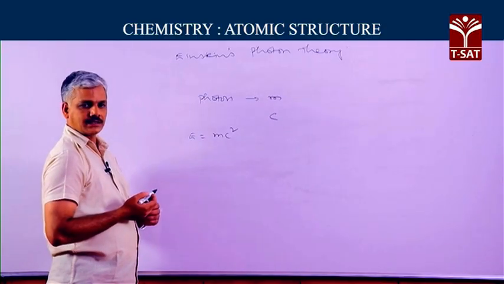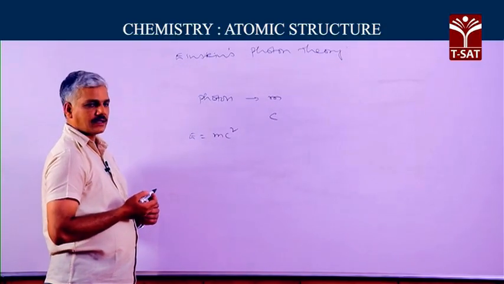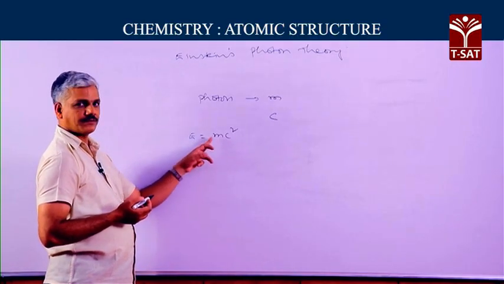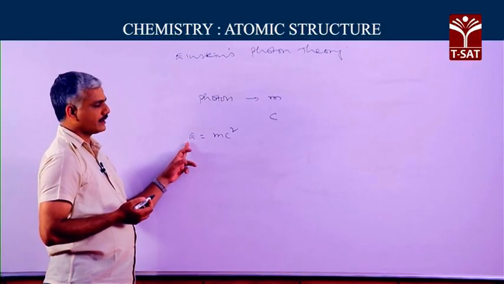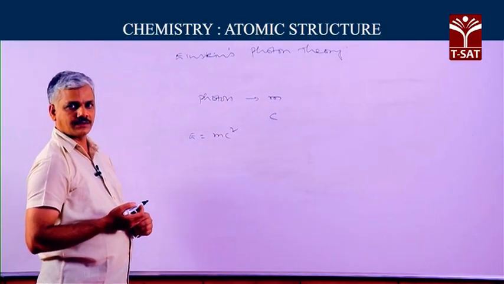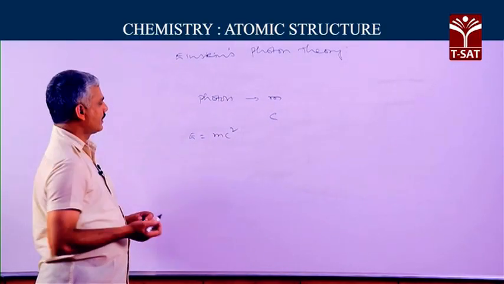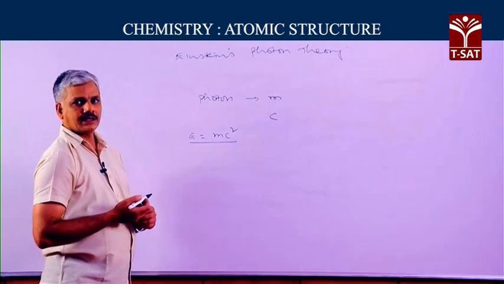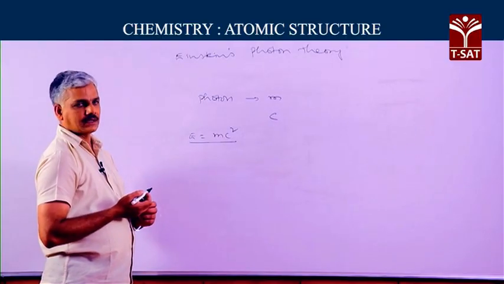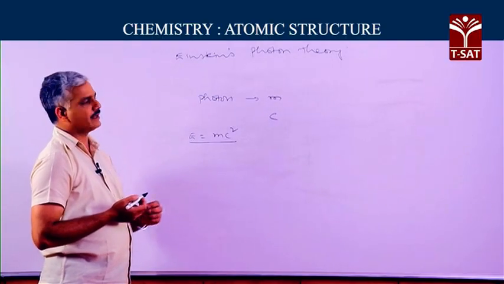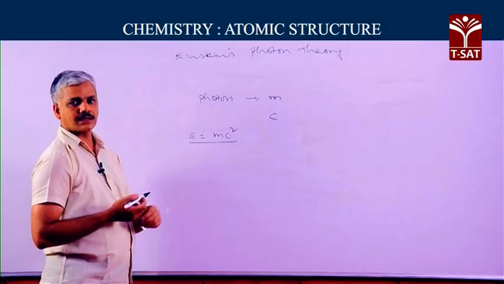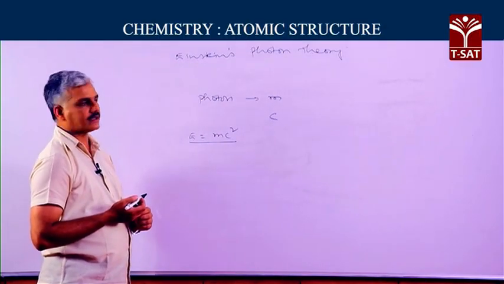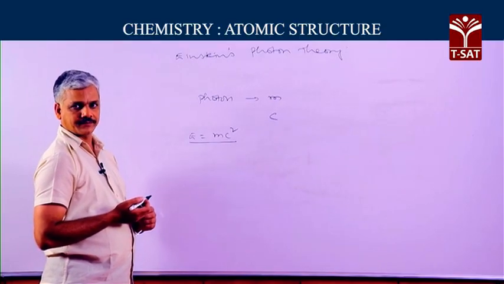Later, this relation was called mass-energy equivalence. That means mass can be converted into energy, and conversely energy can also be converted into mass. So, according to this photon theory, electromagnetic waves are considered as made up of material particles called photons, and all other aspects are the same as Planck's quantum theory.